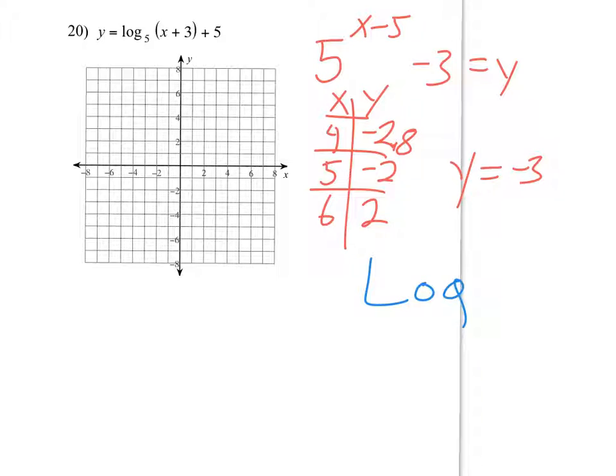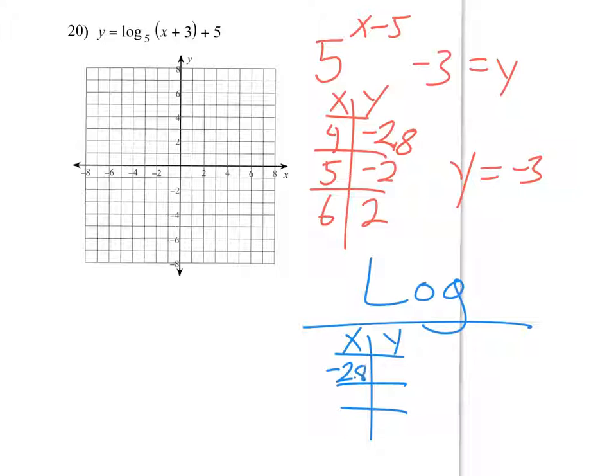Going to my log equation, and again, we are graphing the log equation, not the exponential. Many of you lost points because you graphed an exponential function instead of the log part. We're going to switch our x and y, so negative 2.8 and 4, negative 2 and 5, and 2 and 6. And our new asymptote is going to be x equals negative 3 instead of y equals negative 3.